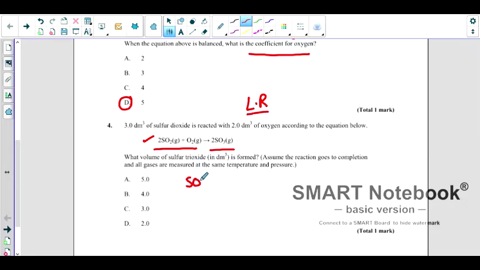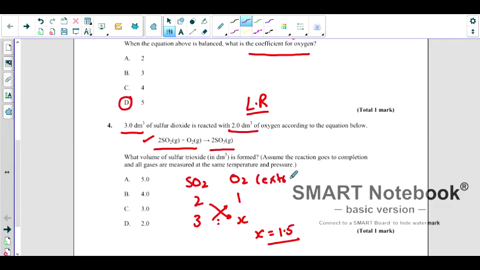So we have SO2 and we have O2. According to the equation, 2 moles is reacting with 1 mole. Sorry, not moles, decimeter cube. 2 decimeter cube is reacting with 1 decimeter cube. So 3 will be reacting with how much? X. If you cross multiply, we see that the value of X will be 1.5. We have 2 decimeter cube. It means we have extra oxygen. If this is extra, this one is the limiting reactant. It will control the product.